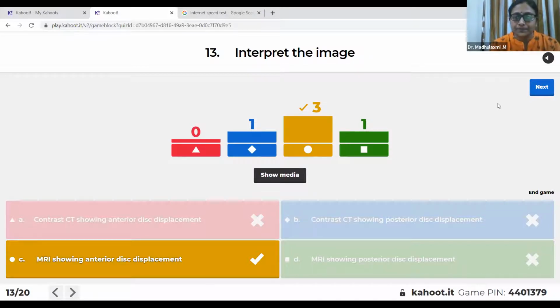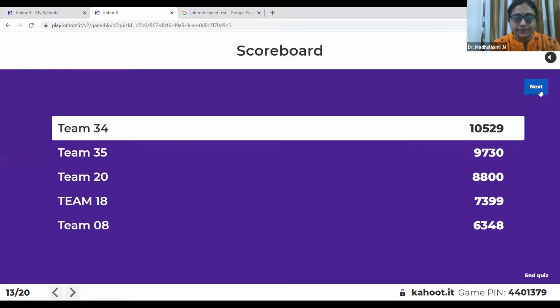Scoreboard. Team 34 followed by team 35, 20. I think we have the same statistics. There's not much of a change. Question 14.